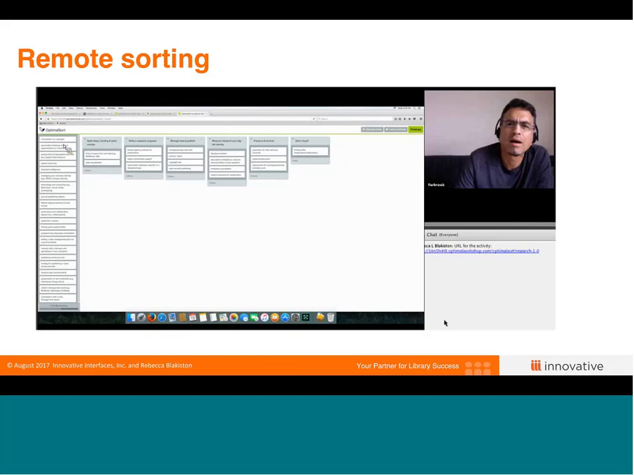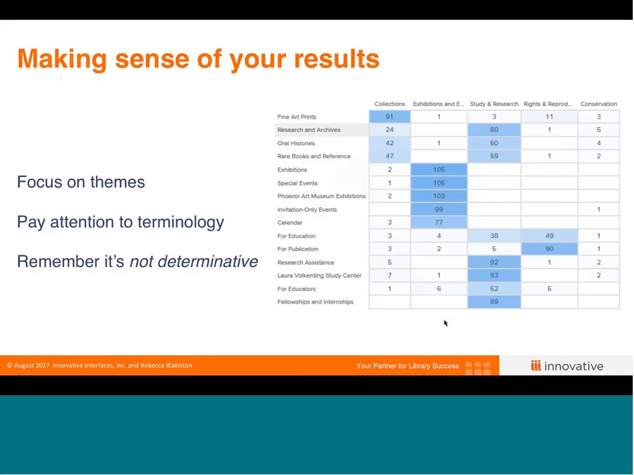So this was nice because we could share the screen and have the person on a webcam and have a conversation with them as they were going through the activity. And so when you've done card sorting, then you get a bunch of results. And then what do you do with that?